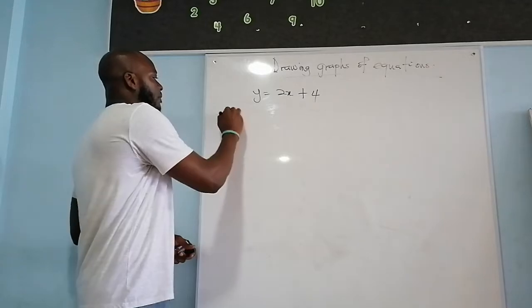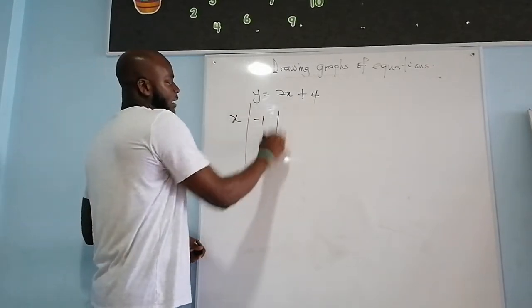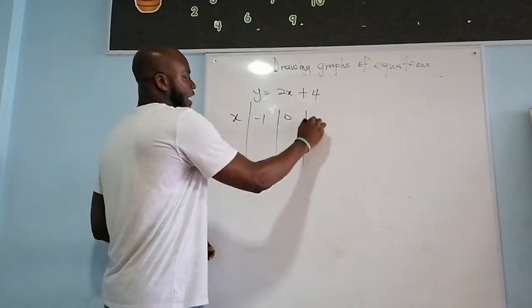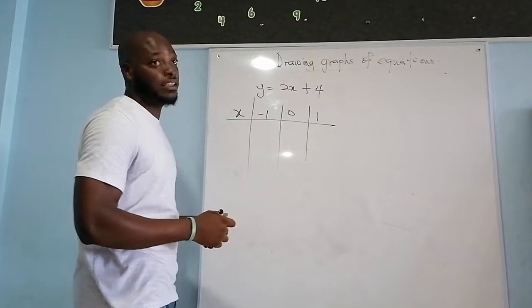So let me pick some values of x. Let me just start with -1, 0, and then 1. So I'm picking just 3 values. This will help me to be able to draw my straight line.